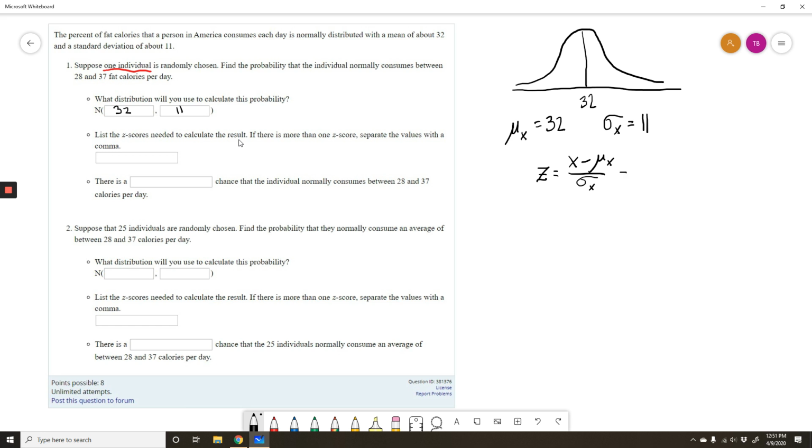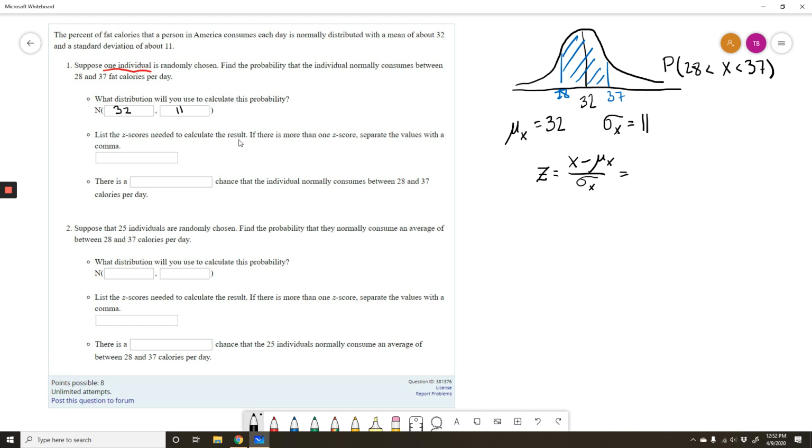So in this case, we want to find the probability that the individual normally consumes between 28 and 37 fat calories per day. So say this is 28, this is 37. We want to know this area here. In math, that means we want the probability that x is between 28 and 37. Okay? So we are going to need a z-score for both of these.